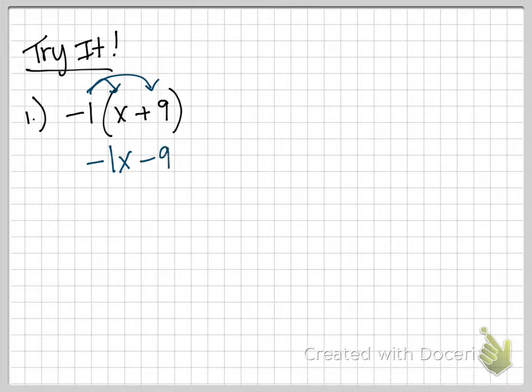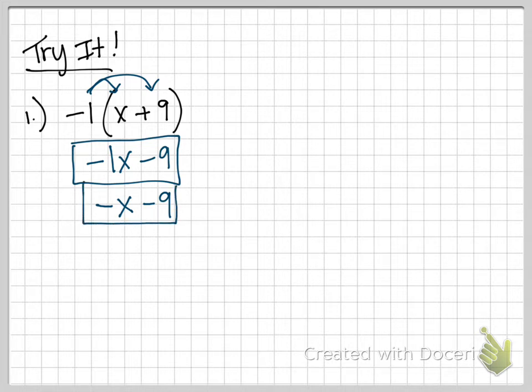Okay, a couple to try on your own. Number one, try this on your own. Multiply in that negative 1 to both terms, remembering your negative sign. Okay, John, tell me what you got. Negative 1x, that is correct. What's the second part? What should your second term be? Negative 9. Yes, minus 9. Okay, you could also say this, negative x minus 9. That is also correct. So either one is the correct answer.